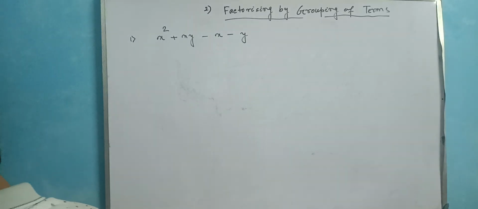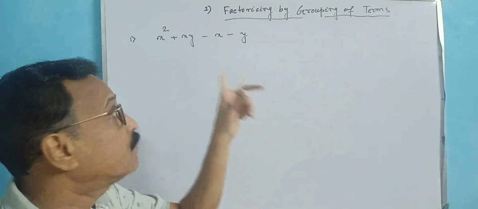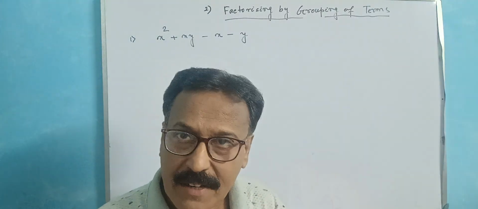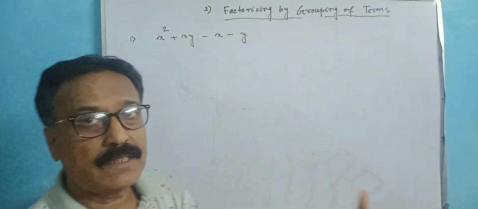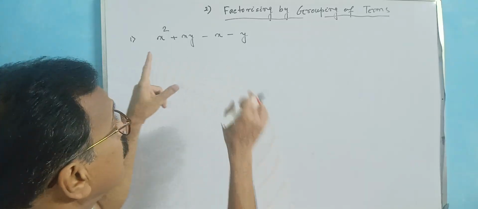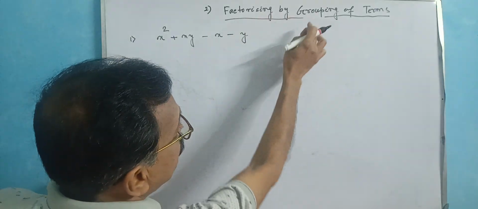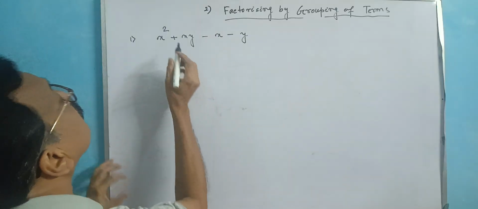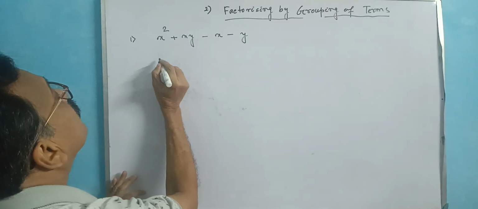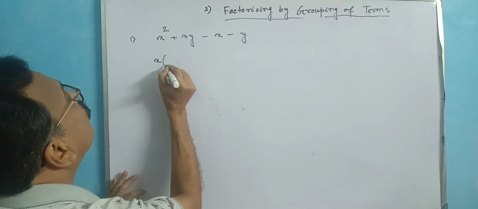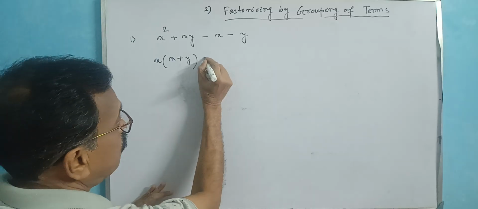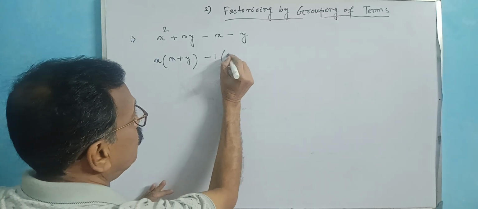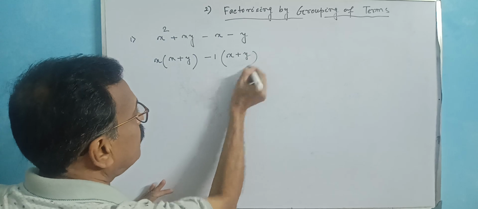Okay, so here factorization means this is an algebraic expression, there is a plus and minus there. Factorization means the multiple relation, you just convert it to the multiple relation. This is factorizing by grouping of terms, you just group this. Suppose here x square plus xy, so first x common, x plus y, and now here is minus 1 if you take common, so x plus y, that is a grouping.